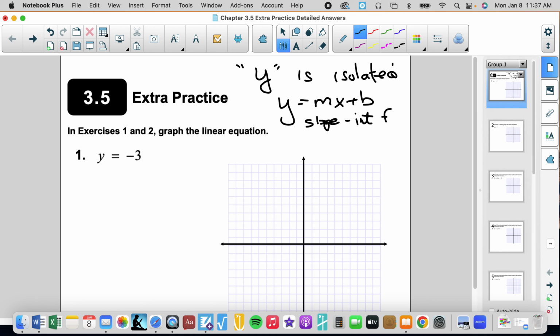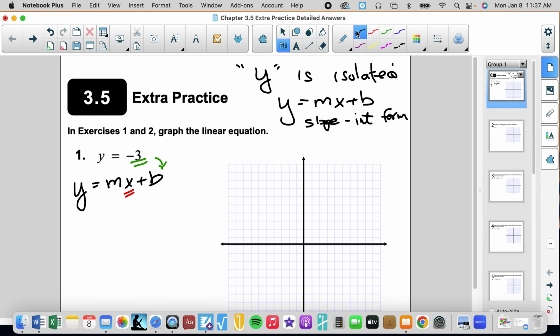which is slope-intercept form. So what do we notice here? We notice a couple things. First of all, there's only one variable. So this equation is in this form, but there's no x. We don't see an x. We only have a constant, and that constant is going to represent the b. So we can look at this as if this equation is y equals 0x minus 3.